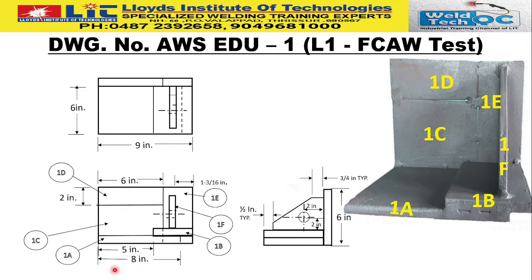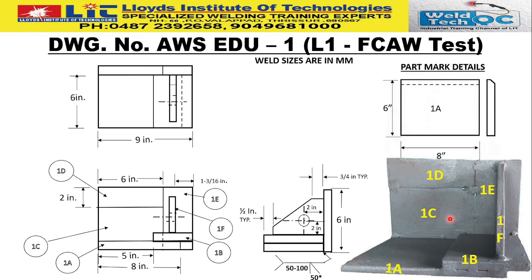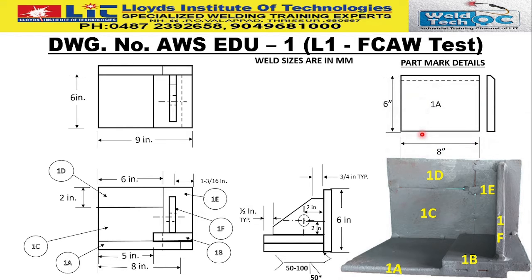We will see 1A. What are the dimensions of 1A? This is 1A in the actual job. Let us see the shape and size of it. This is it, 6 inch by 8 inch with an edge preparation according to the welding symbol. We will be explaining the welding symbol after the completion of part marks, dimensions and shapes. Okay, let us continue with the part mark dimensions.